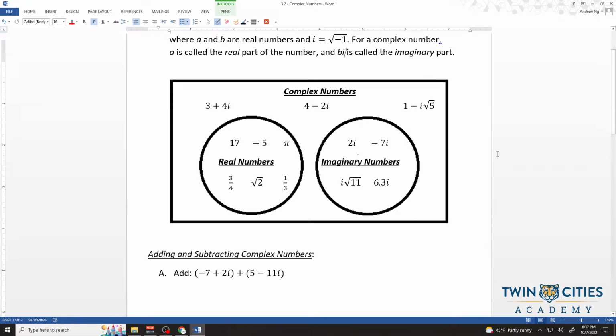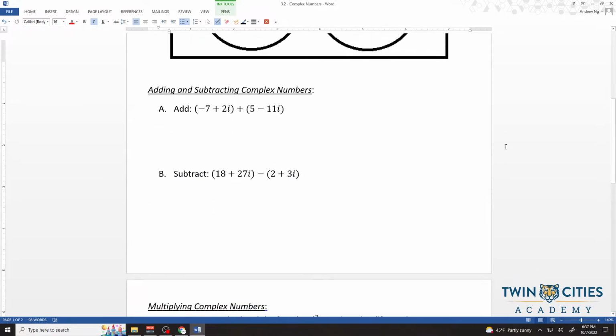And so there's a couple of things we can do with this. Some operations, for example, are adding and subtracting two complex numbers. Let's say I've got -7 plus 2i, and I want to add to 5 minus 11i. So what I would do here is stack them on top of each other, making sure that the real parts fit in one column and the imaginary parts fit in one column. Here's how that would look: -7 plus 2i, like so, and underneath I'd put 5 minus 11i. Again, making sure that the real number parts line up, the imaginary parts line up.